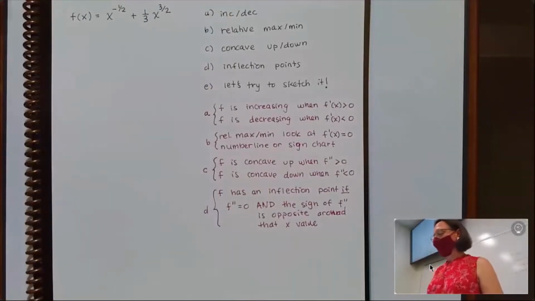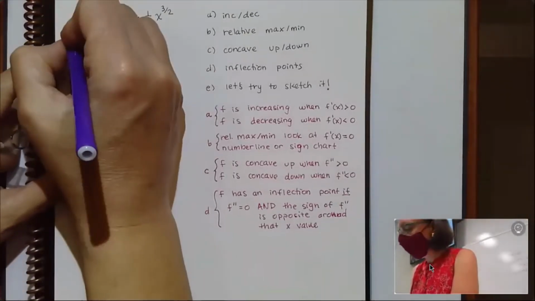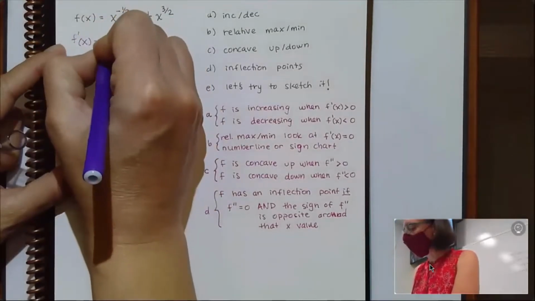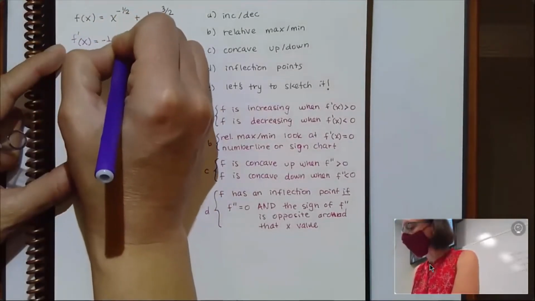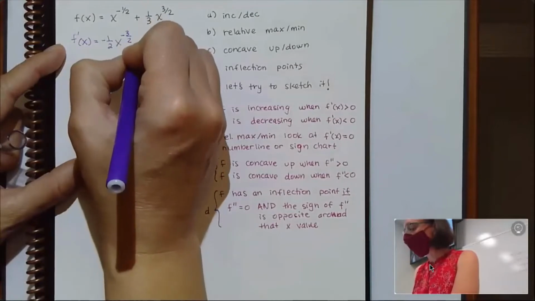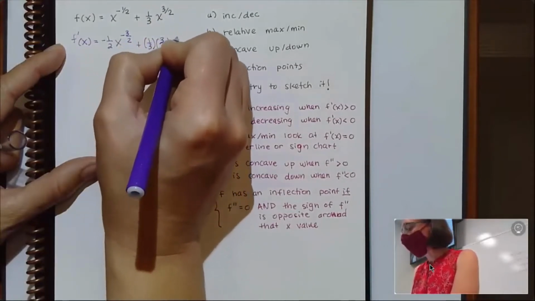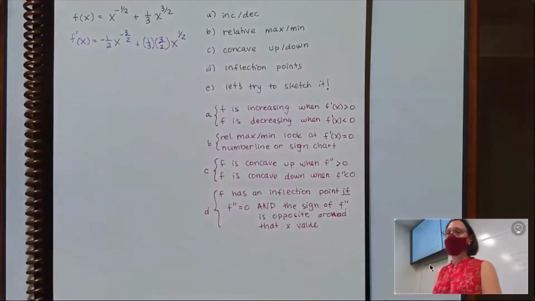I'm going to find increasing or decreasing. I care about when f prime is greater than 0 or less than 0. So let's go ahead and get f prime going. Looking at -1/2 x to the -3/2 plus 1/3 times 3/2 times x to the 1/2 power.